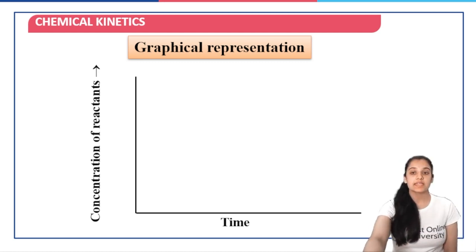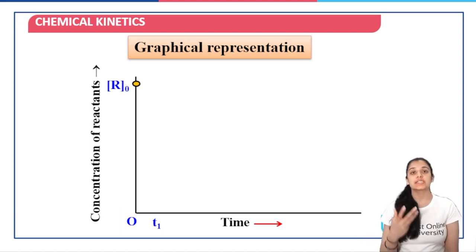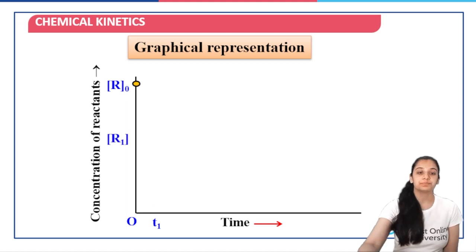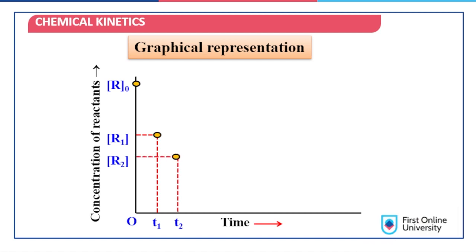So for the graphical representation of the concentration of reactants versus the time, we know that the concentration of reactants decreases with the increase in time. Suppose at time 0, that is when the reaction has not really started, we take the initial concentration of the reactant to be equal to R1. Then it decreases from this to some T2 where it will further decrease, and then at some other point of time the reactant concentration is going to decrease further, and like this the concentration of the reactant goes on decreasing with the increase in time.